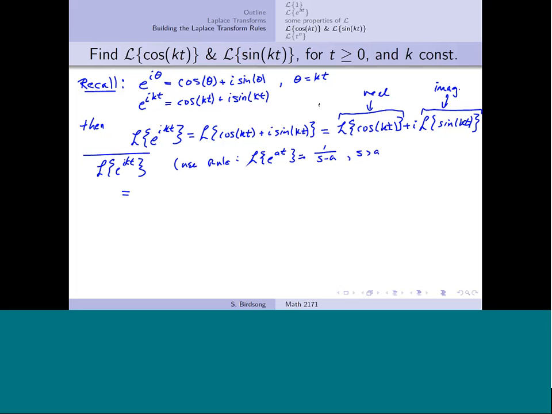So here's the big question. What in the world is our a in this case? Anybody have a guess? You got it. So the a in this case is going to be that i times that k, those constants that are being multiplied by t.